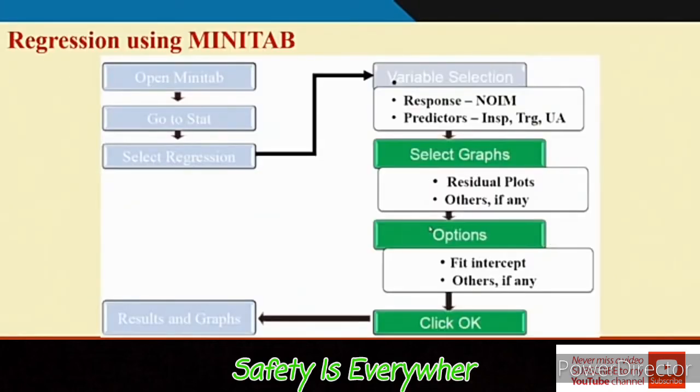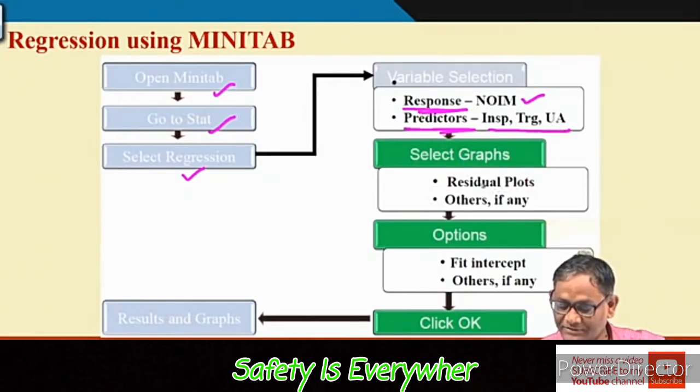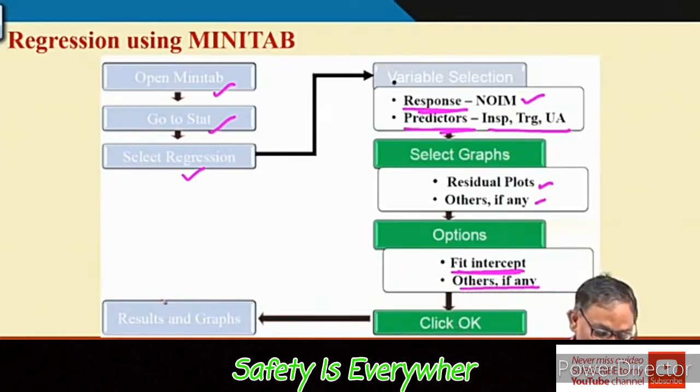Then you see that the regression can be done using Minitab or any software. There are many software. So, if you want to use Minitab, open Minitab, go to statistics, select regression, then there will be variable selection. One is response, another one is predictors. Under response you select NOIM, under predictors you select these three. Then you can select graphs, residual plot and others. You can select fit intercept, others if any, then click OK and results and graphs will be displayed. Okay. So, these are basically the steps using Minitab.